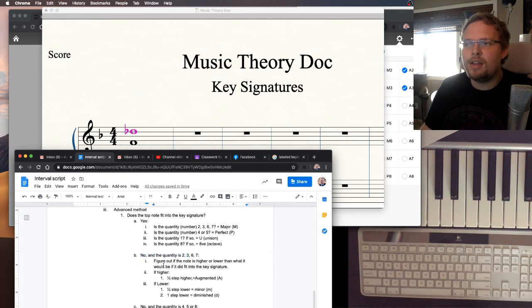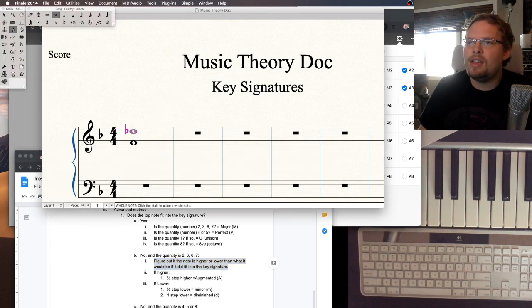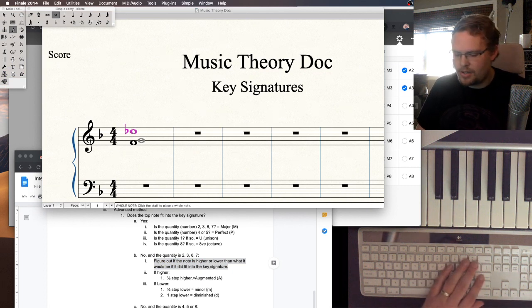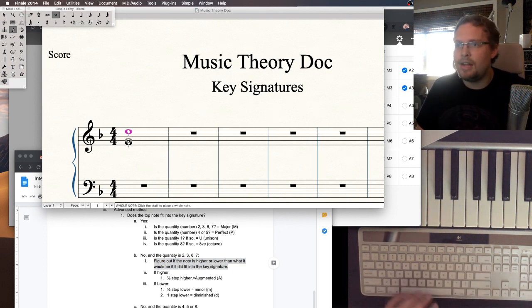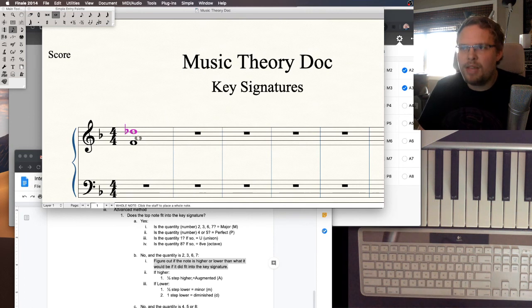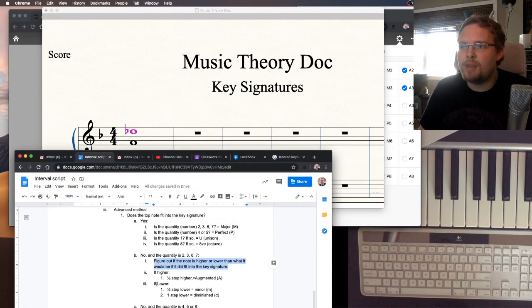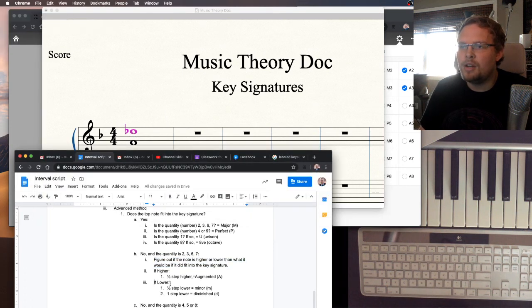You're going to go through a two-step process. First of all, ask this question: figure out if the note is higher or lower than what it would be if it did fit into the key signature. So I have a D flat. The note that would fit into the key signature is actually a D natural, just a regular old D with nothing on it. If it is a flat, like it is, that means it is lower. So coming back to my step-by-step process, if it's lower, I need to figure out how much lower.